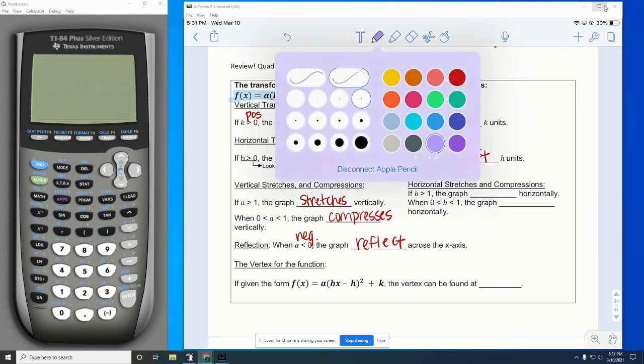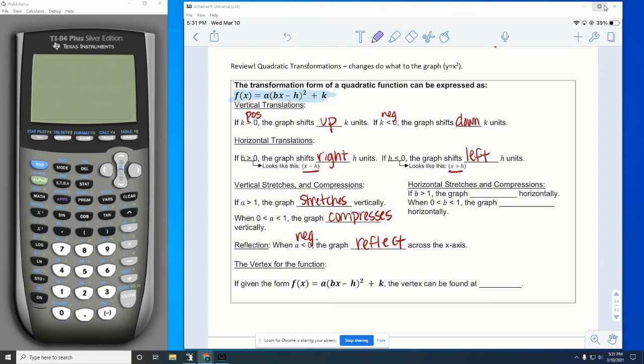And then horizontal, remember, are the opposites. So if a is greater than 1, it stretches. If it's horizontally greater than 1, it's going to compress. And then if b is between 0 and 1, it will stretch. So these are opposites of a.